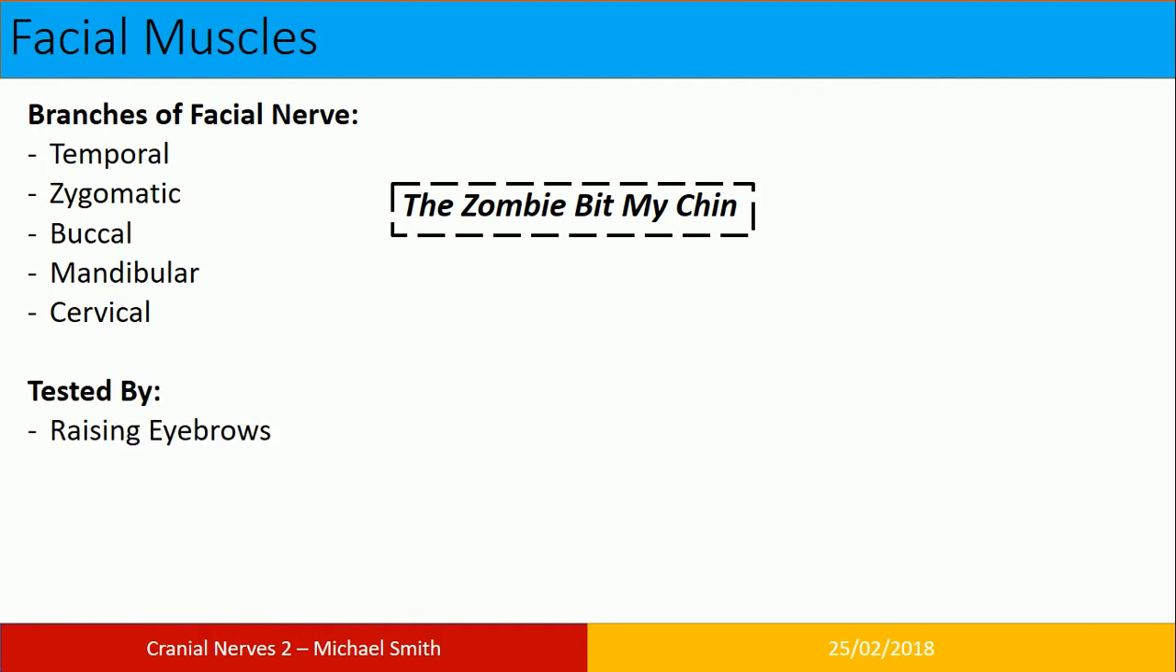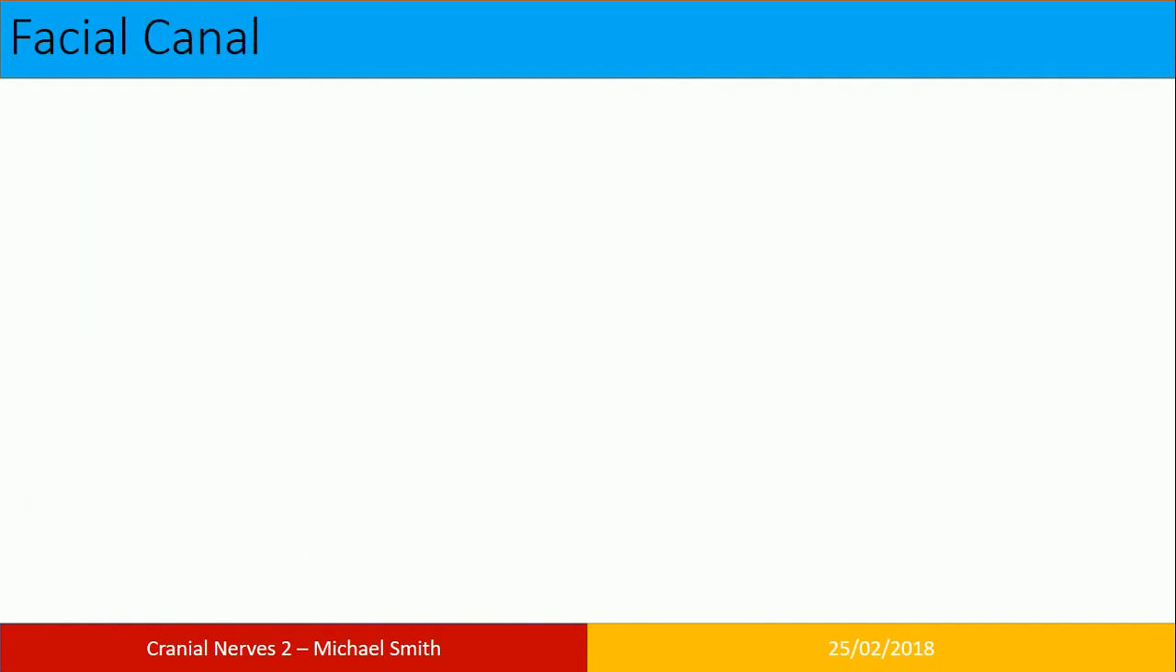And you can test these by getting someone to raise their eyebrows up, getting them to do a big grin, or getting them to purse their lips. And these will all test different branches of the facial nerve, and therefore you can check that each part of the facial nerve is working effectively.